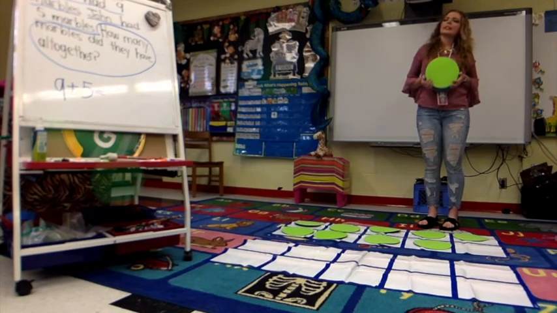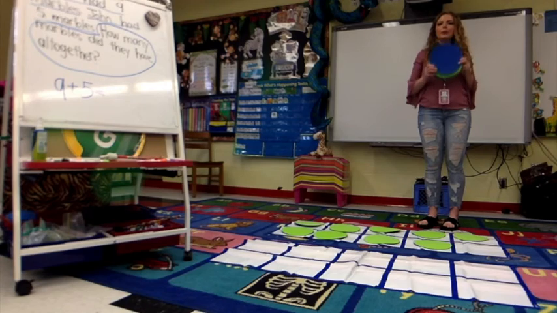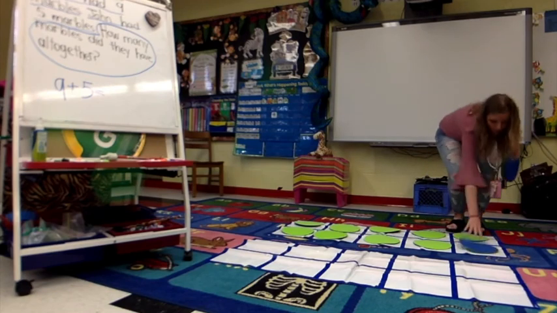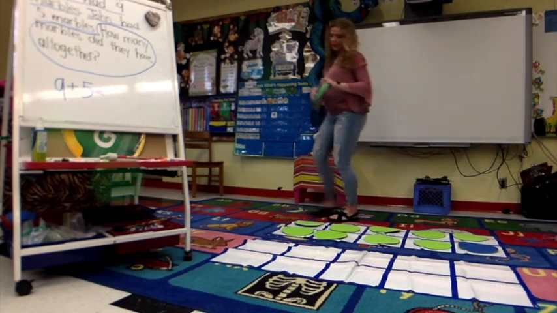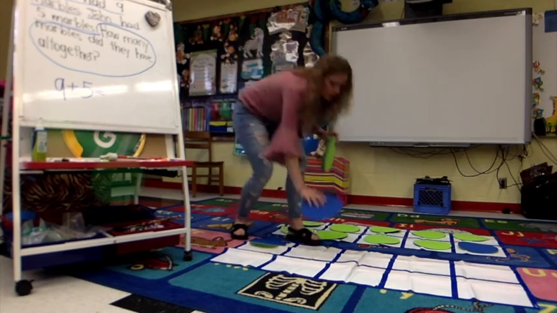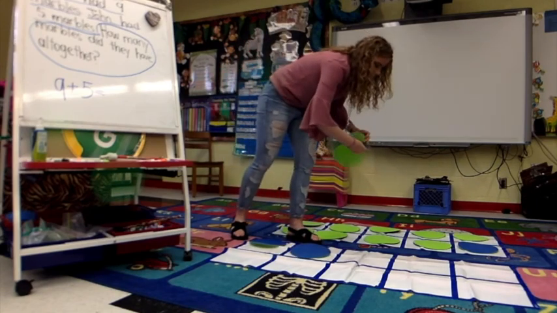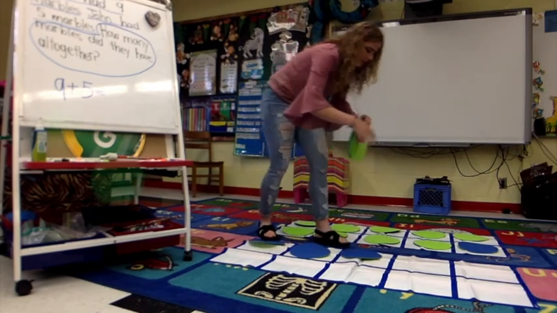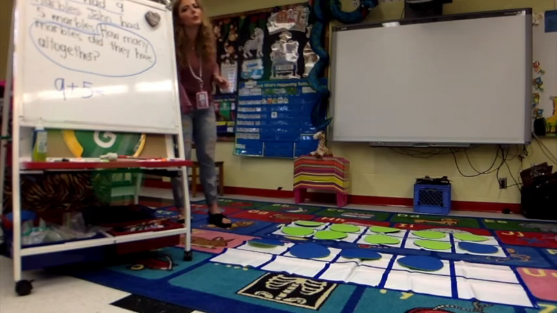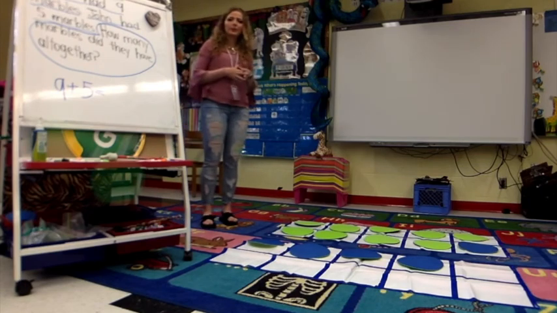And then it tells us that John had 5 marbles. So we are going to use the blue pieces to represent John's 5 marbles. Count with me. 1, 2, 3, 4, 5. So guys, we are going to use the tens frames to help us add these numbers together.